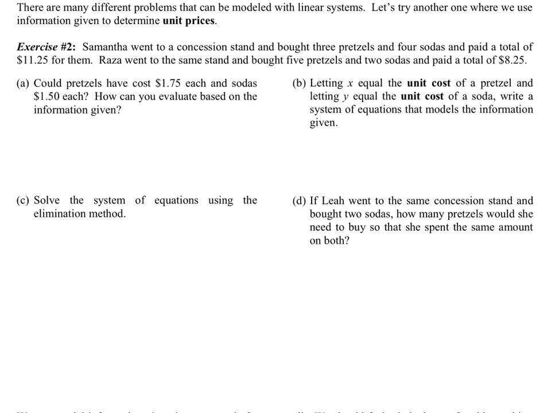So let's look at Samantha first. If she got 3 pretzels and the pretzels cost $1.75 and 4 sodas and the sodas are $1.50 each, hers should equal $11.25. And then for Raza, she got 5 pretzels, so 5 times $1.75, and 2 sodas, so 2 times $1.50, and it should equal $8.25.